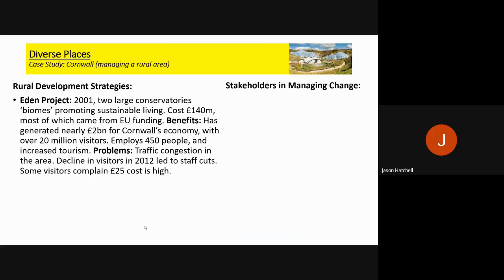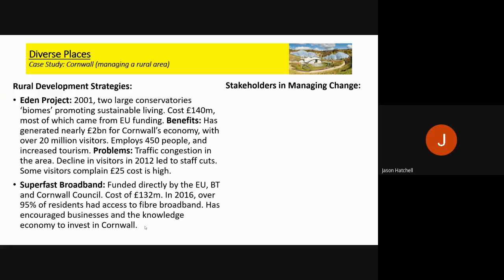However, it has also led to traffic congestion problems in the area. And because of the economic crisis of 2008, right through to 2015, in 2012, there were staff cuts due to a decline in visitor numbers. And some visitors of the Eden project have complained that a cost of £25 for a ticket is a bit high.